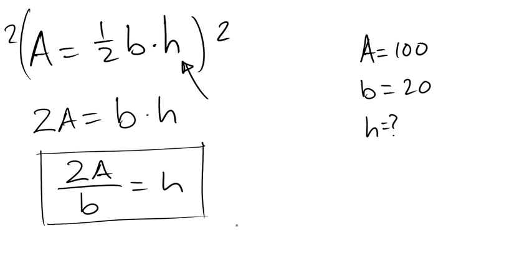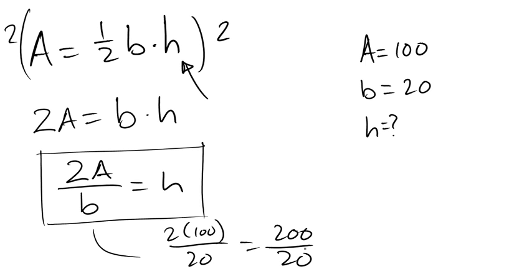So if I have an area of 100, this becomes 2 times that 100 divided by my base of 20. So we're looking at 200 divided by 20, which is exactly 10. So this says the height would have to be 10.